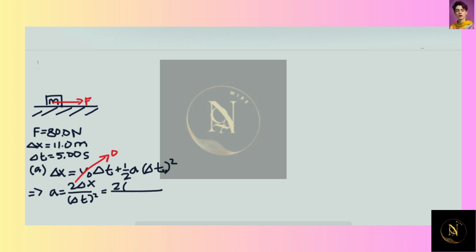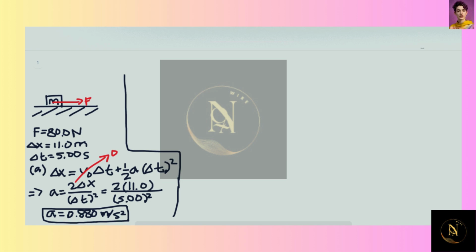Alright, so we are ready to plug in numbers, namely 11.0 meters, and then 5 seconds squared. Don't forget about the square. And then we see that our acceleration is going to be equal to 0.880 to 3 significant figures, meters per square second. Good. Let's draw a little line here. Now, oh, sorry, that wasn't the final answer, but it is important for getting the actual final answer.